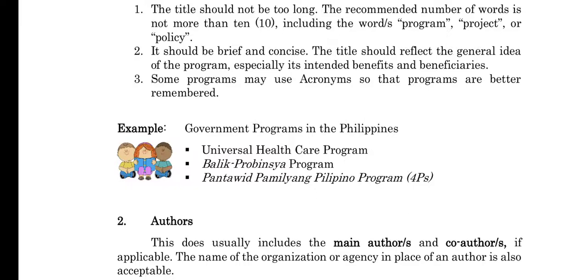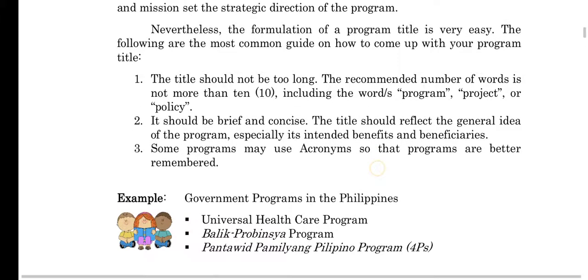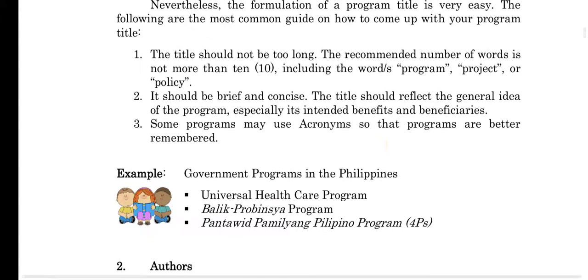Let's say for example, here are some of the most common and well-known government programs in the Philippines. Number one is the Universal Healthcare Program, then the Balik Probinsya Program, and the Pantawid Pamilyang Pilipino Program. If we go back to these three most common examples, we can attest that, number one, the title should not be too long. From these three examples, these are not too long. Actually, the first government program example is composed of only 4 words. And most importantly, the word program itself is even included in the title.